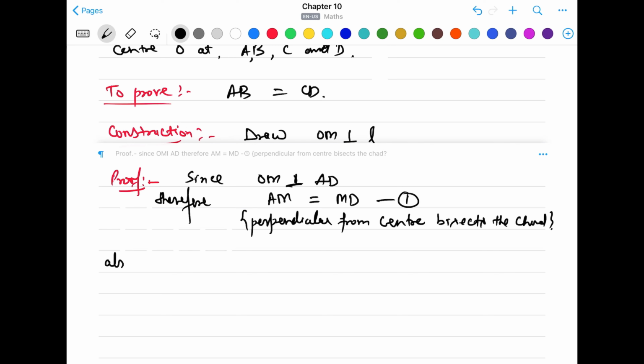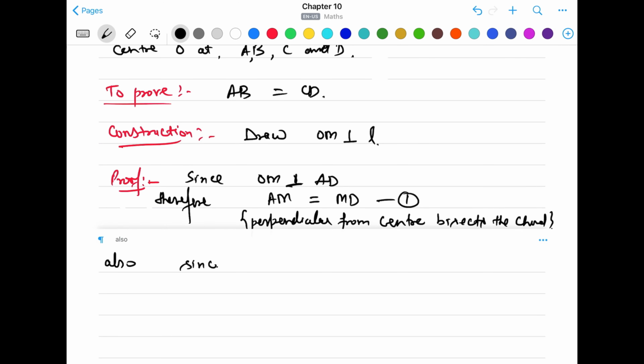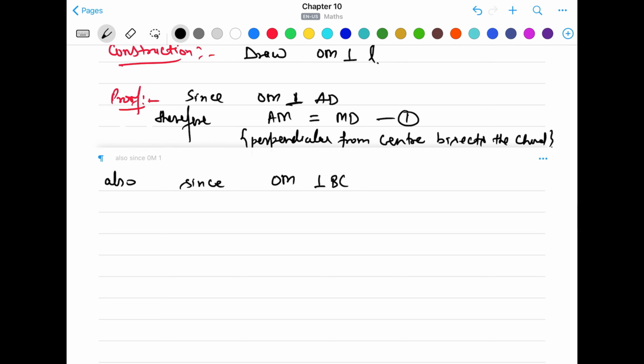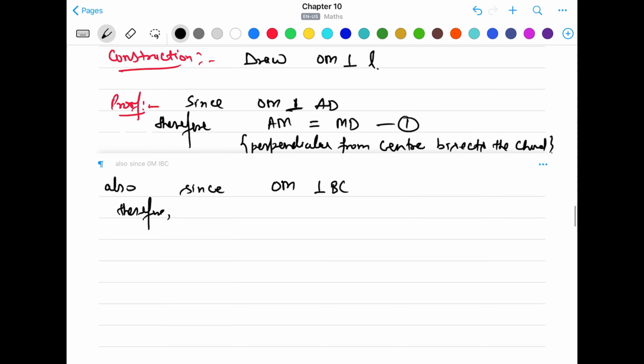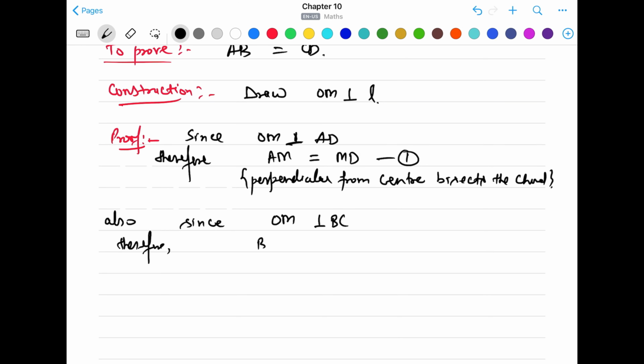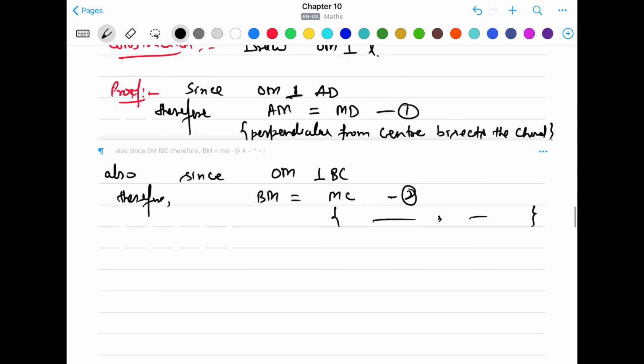Okay, also since OM is perpendicular on this chord of the inner circle, BC. Now the chord is BC, therefore BM will be equal to MC. Let's name it equation number 2. Reason for this one is again the same, that is perpendicular from the center bisects the chord. So you will write that again here.